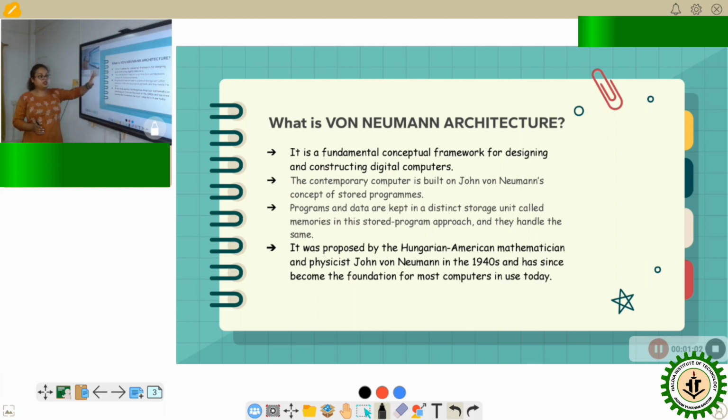So von Neumann architecture is a fundamental framework for designing and constructing digital computers. The contemporary computer is built on John von Neumann's concept of stored programs. Programs and data are kept in a single storage, as I told earlier. It is called memory in this stored program approach, and they handle both.